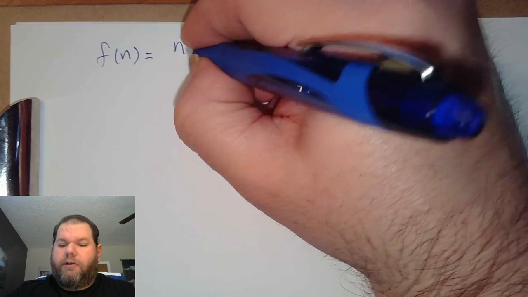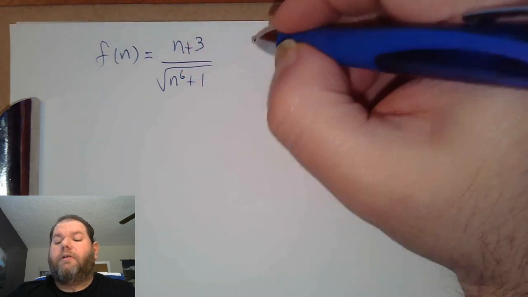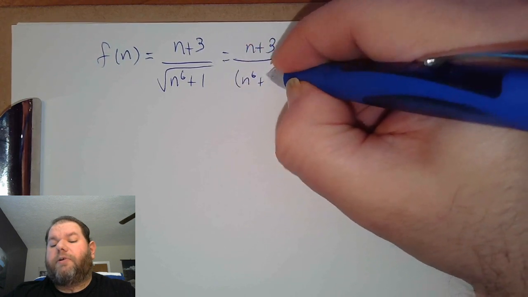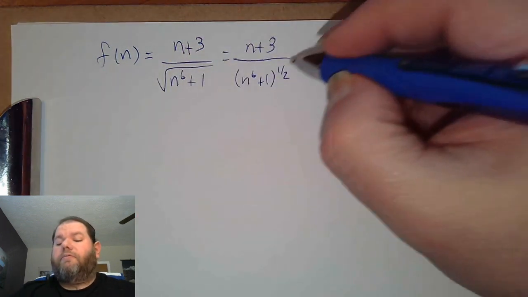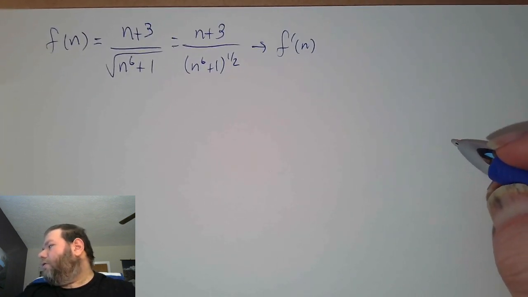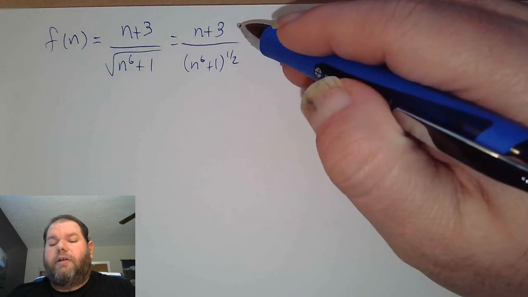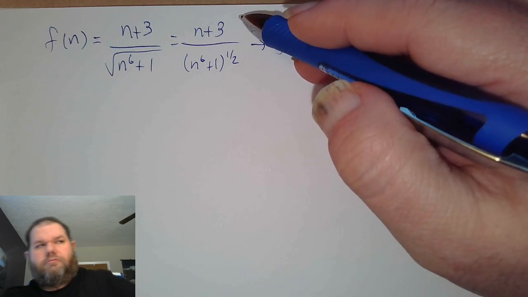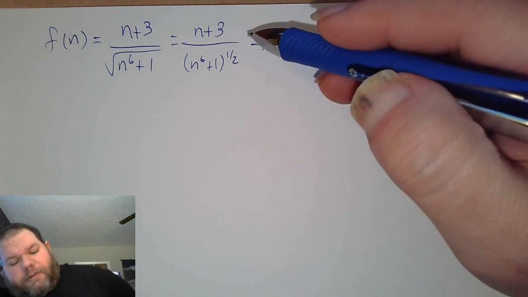So we have n plus 3 over square root of n to the 6 plus 1, which might be better to say as n to the 6 plus 1 to the 1/2 if we're going to have to differentiate that at some point. So f prime of n, we can say that's equal to, now we take the derivative of the top times the bottom.